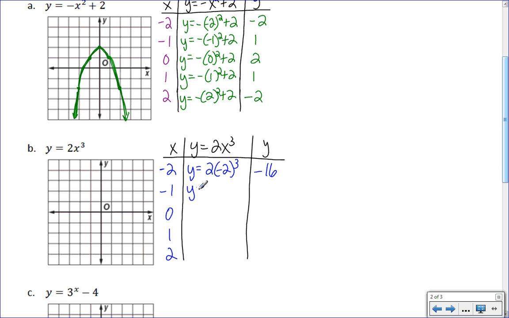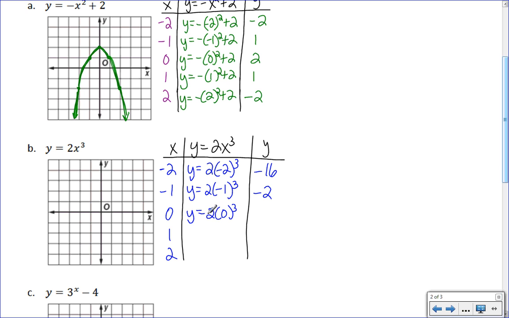When x is -1, we replace x with -1. -1 cubed is -1, times 2 is -2. Much better. This point will fit on the graph. We'll get there in a second. Let's replace x with 0.